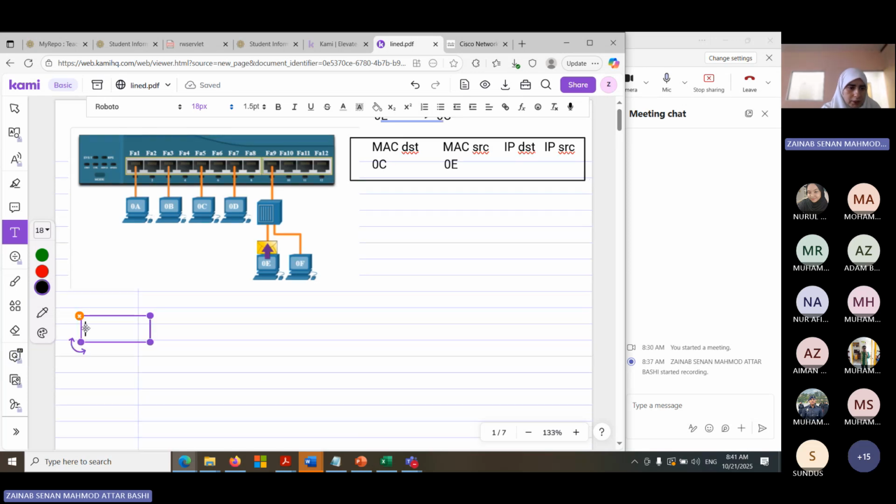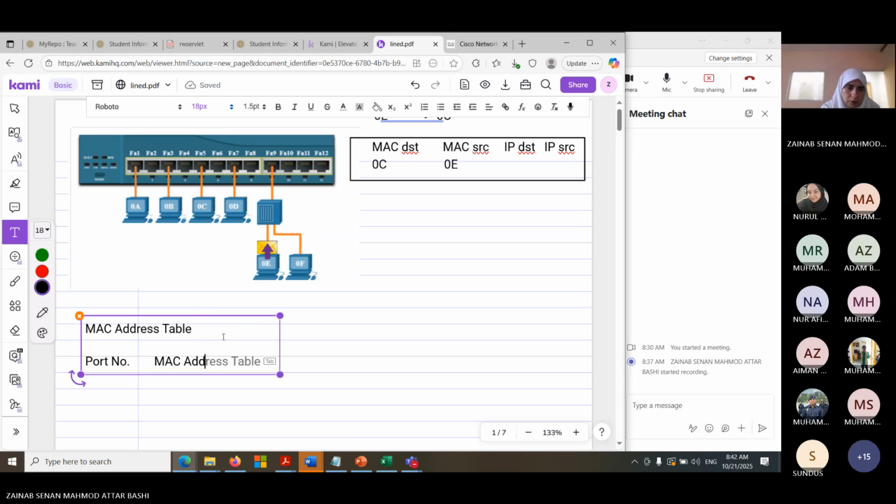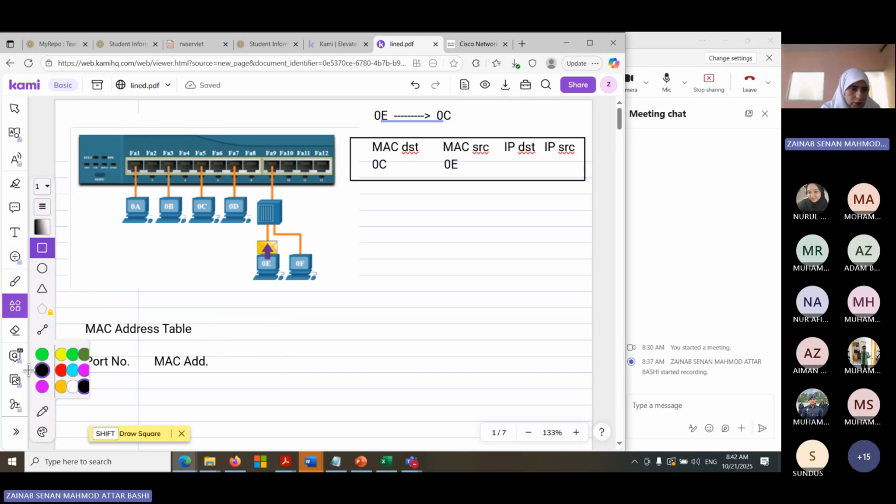We will have the MAC address table here. At the beginning, when the device starts, we'll have two pieces of information there: the port number, and it will match it with the MAC address. Port number and MAC address. At the beginning, it's completely empty. By time, it will start to fill it with a few things.